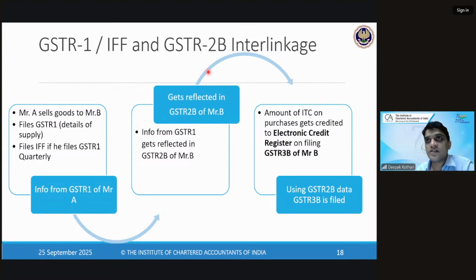Electronic credit ledger means it's a ledger wherein all your credits come and sit. That is called the electronic credit ledger. So whatever purchases you make, you will claim it in your 3B, right? All that 3B accumulated for various months will come and sit in one ledger that is called the electronic credit ledger.